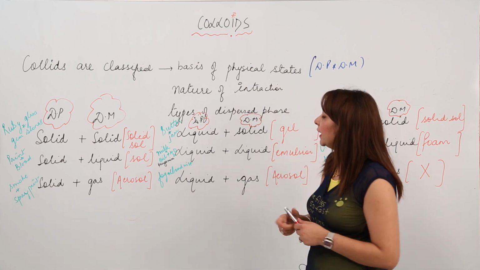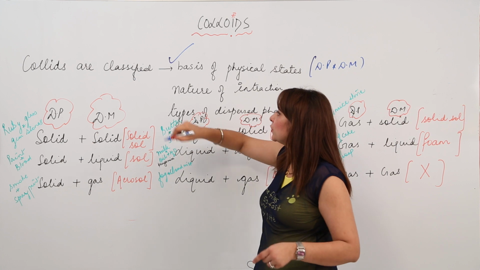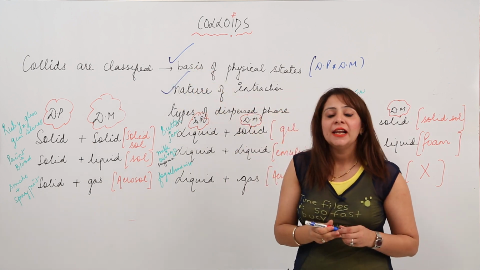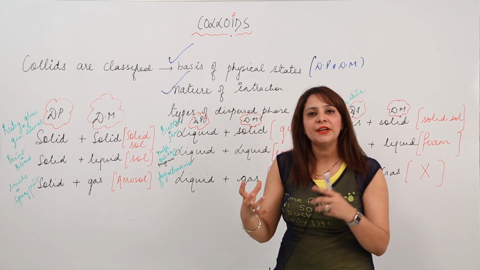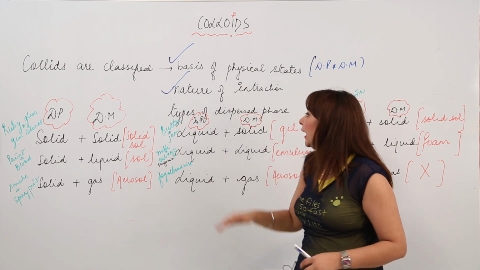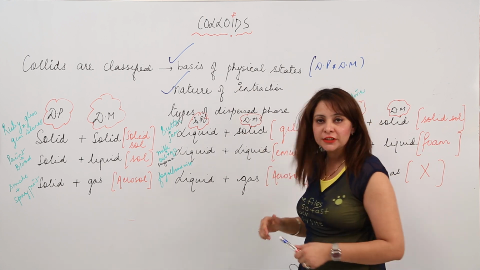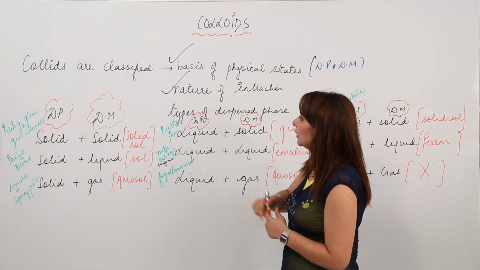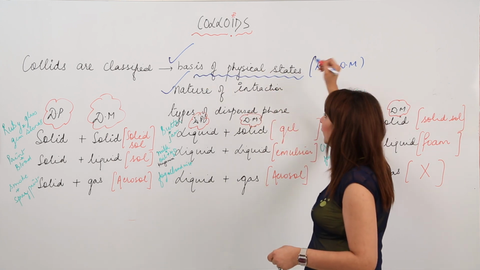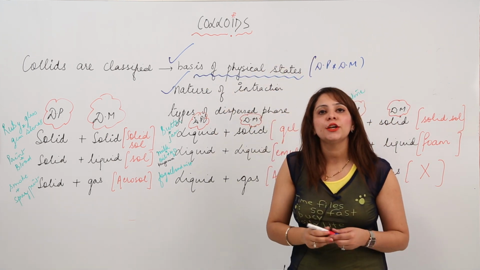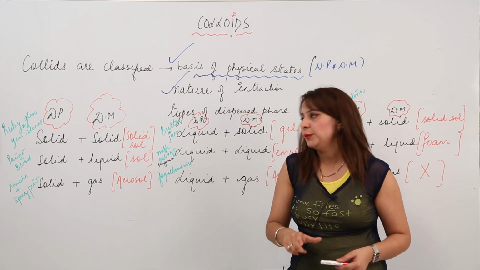The second factor of differentiation is the nature of the interaction, like whether the forces between the dispersed phase and medium are strong or weak. And the third is the types of the dispersed phase. So now we are in a position to classify colloids on the basis of the first property, that is the physical state of the dispersed phase and the dispersion medium.